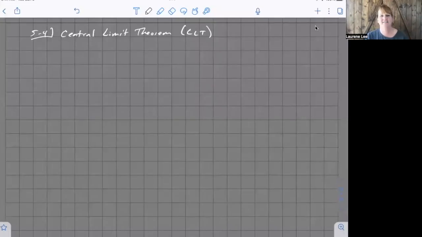Hey guys, this is section 5.4. We're going to look at kind of a cool theorem, I think.